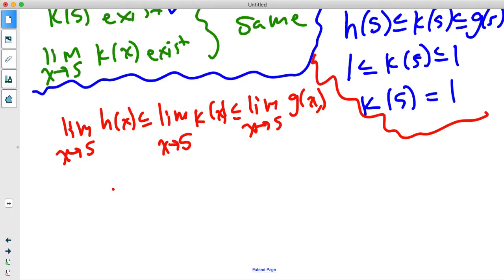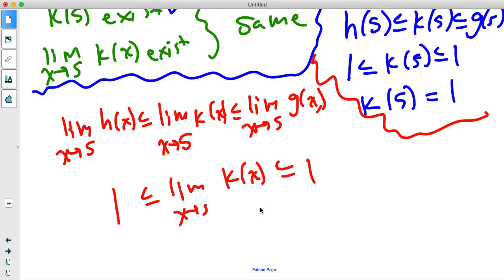So same thing. 1 is less than or equal to the limit as x approaches 5 of k of x, which is less than or equal to 1. So again, we just showed the same thing, and that means that the limit as x approaches 5 of k of x has to equal 1. If it's greater than or equal to 1 and less than or equal to 1, it has to be 1, and that's the squeeze theorem.